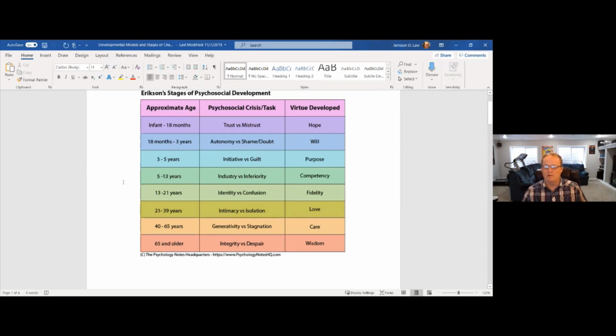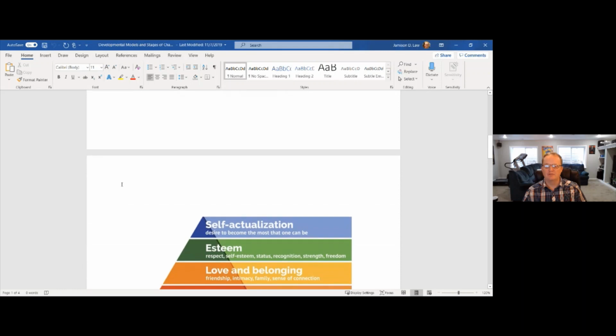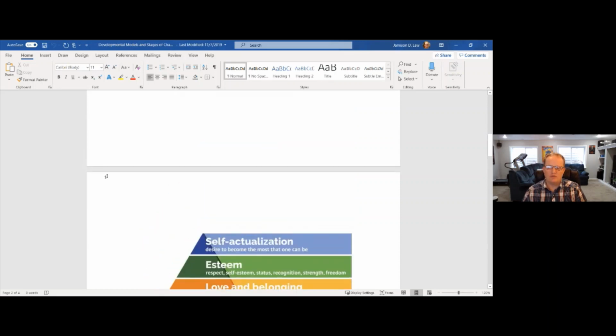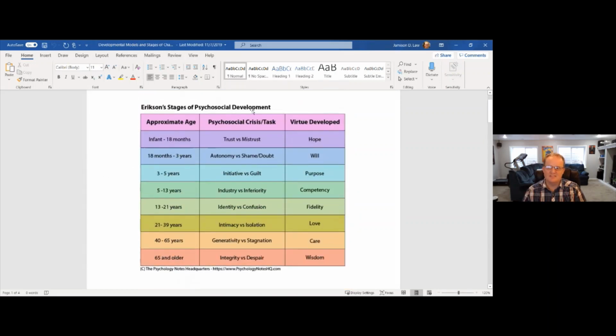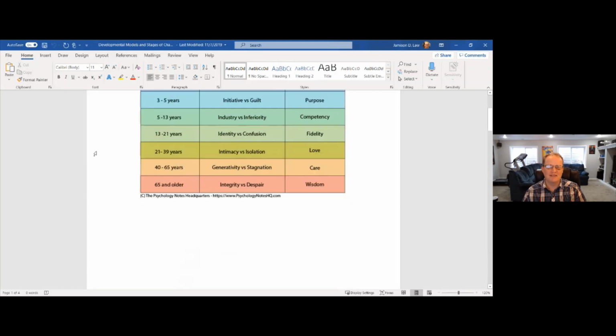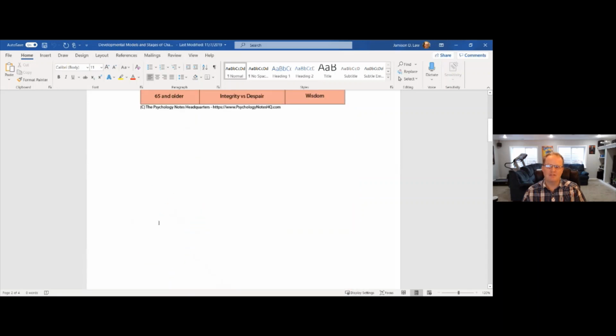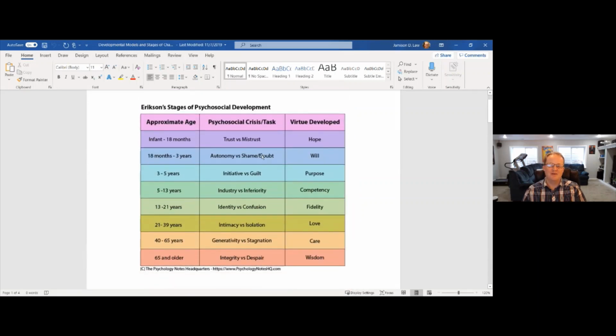We're going to move on a little bit more on how this helps us more. We're going to look at Maslow's hierarchy of needs. If we look through Erikson's stages of development and compare them to the hierarchy of needs, there are parallels. The bottom need here is physiological needs: air, water, food, shelter, sleep, clothing, all those types of things. All those things are first supposed to occur during these first few pivotal years.